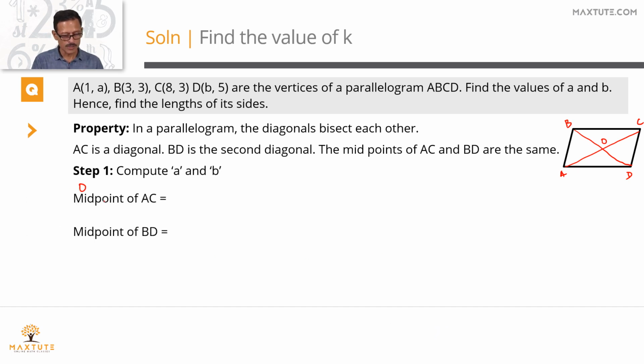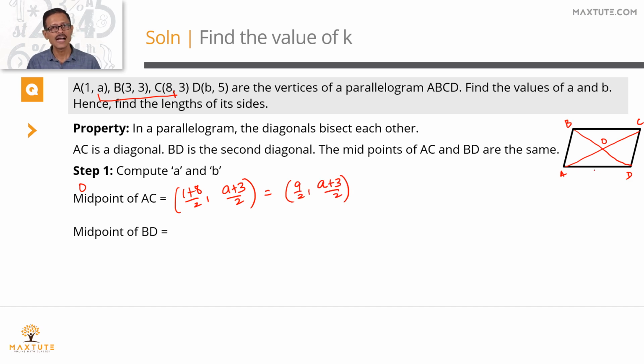So the coordinates of point O computed as the midpoint of AC. We're going to pick these two as the coordinates: (x1 plus x2) by 2, which is (1 plus 8) by 2, comma. Use the variable here because we have the variable as part of the y coordinate of point A. So that's (a plus 3) divided by 2. Simplify it as 9 by 2, comma, (a plus 3) by 2. These are the coordinates of point O computed as the midpoint of AC.